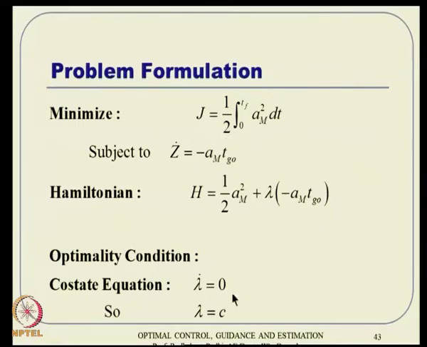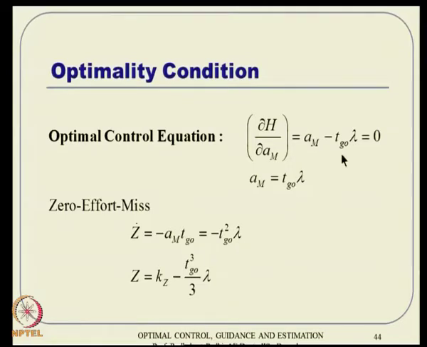So, we have this Hamiltonian, optimality conditions again, co-state equation. It turns out that lambda is just a constant. And then optimal control: it turns out that am is nothing but t go times lambda, if you put it here, and then that's equal to 0. So, am is nothing but t go times lambda. Now, the zero effort miss dot sense, this is the equation, z dot equal to that. So, am equal to that. So, you put it back here.